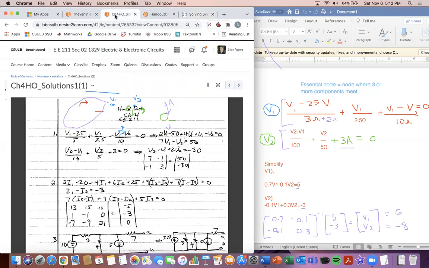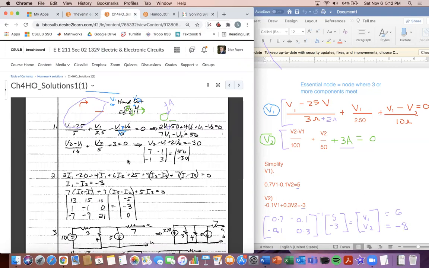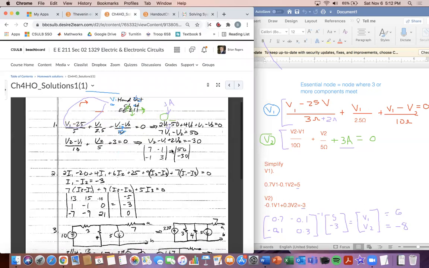And to verify that against his, looks like he did this matrix. Let me just check my answers because I checked these. Yeah, it's 6 and negative 8. I plugged it into a simulation. So mine are correct. He just didn't solve his.